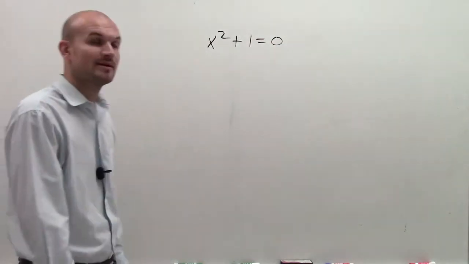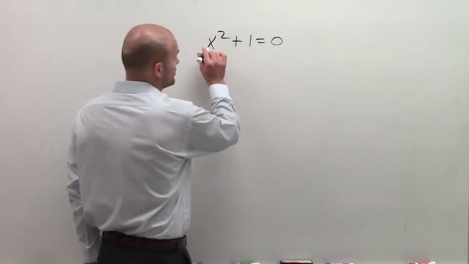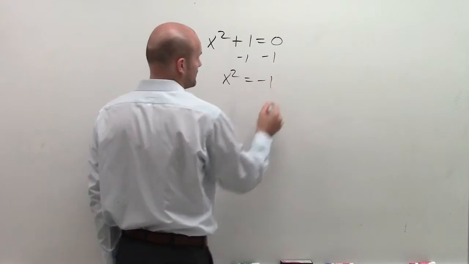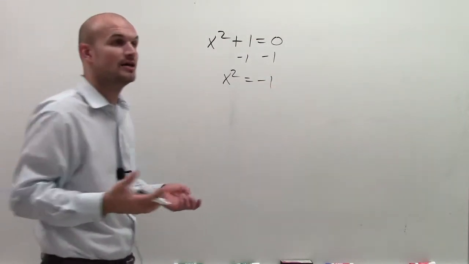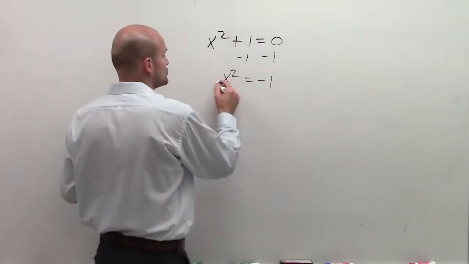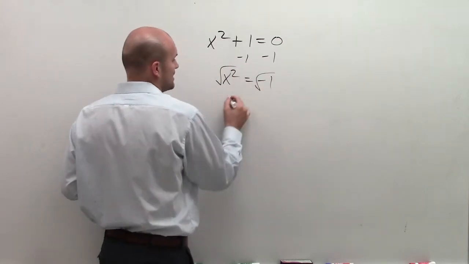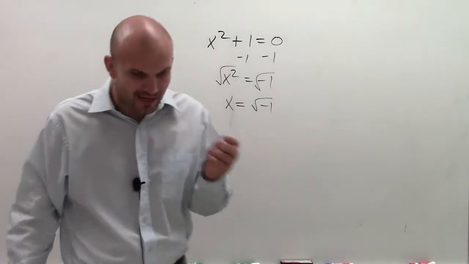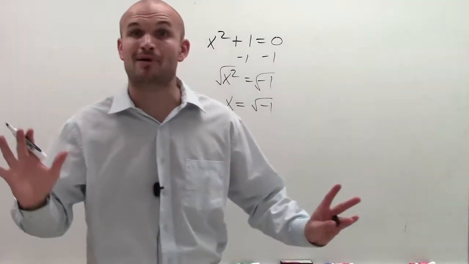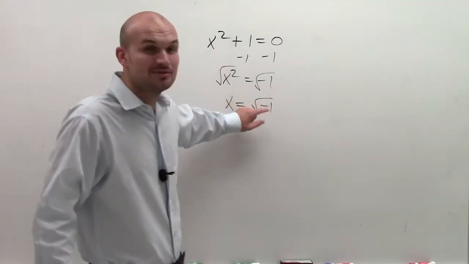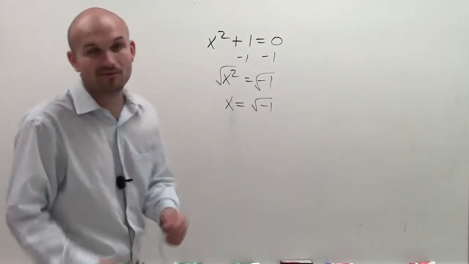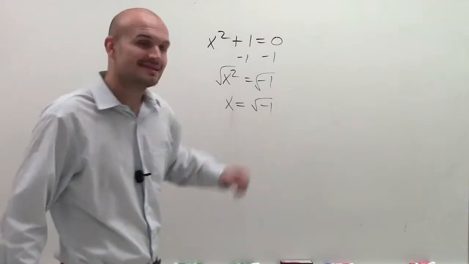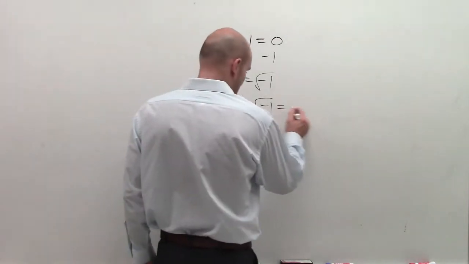Now, to solve this by using the square root property, I'm going to isolate my square root, and therefore I have x squared equals -1. Now, to isolate that x, I need to undo the squaring, so I'm going to square root both sides, and I get x equals the square root of -1. And then I've got a problem, right? Because what two numbers multiplied give me -1? Well, there aren't any. So this is what we call imaginary.